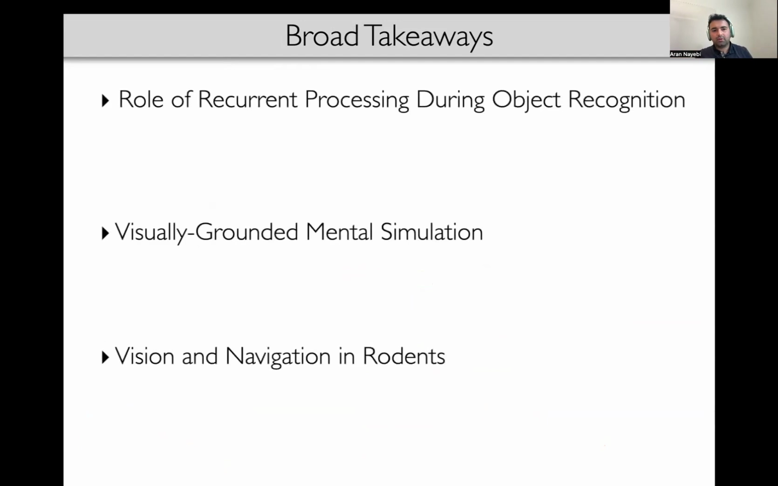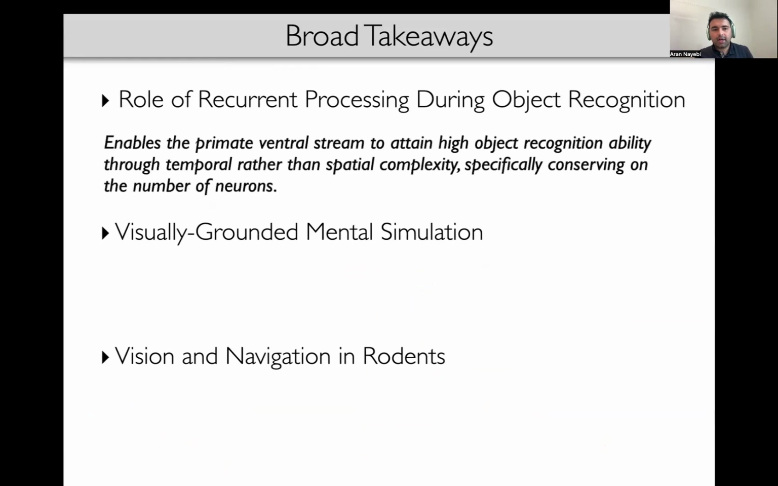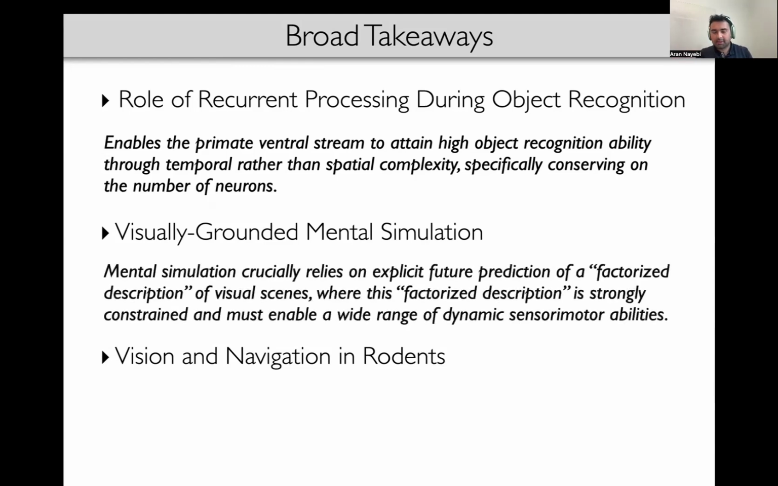So just to recap before I go to future directions, what we covered in these three sections: when it came to the role of recurrent processing during core object recognition, we find that it enables the primate ventral stream to attain high object recognition ability through temporal rather than spatial complexity, specifically conserving a number of neurons as our measure of space.